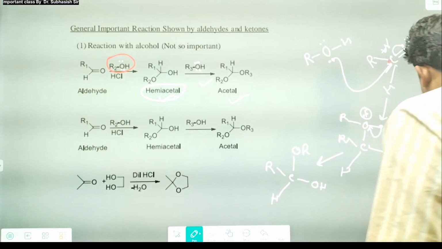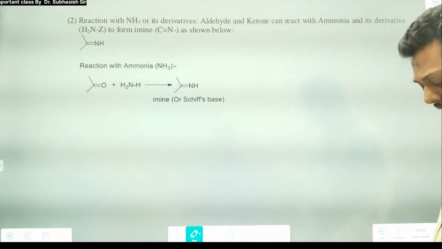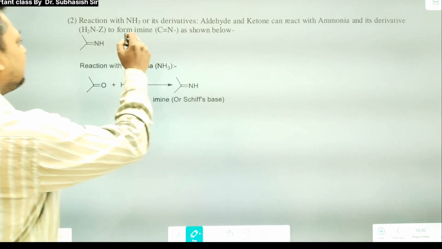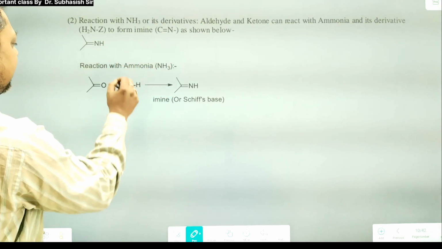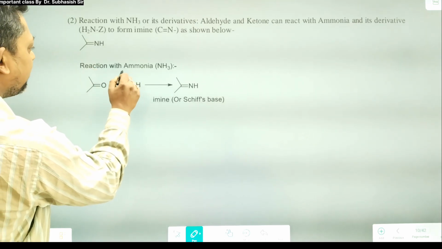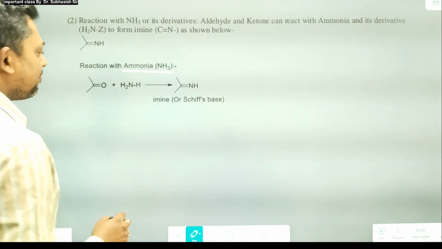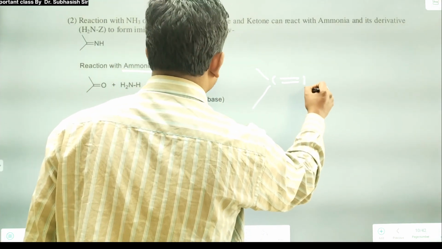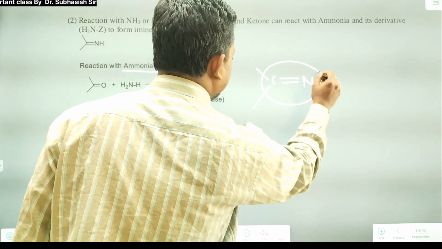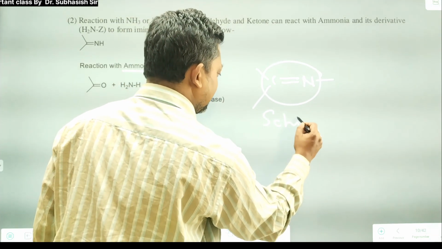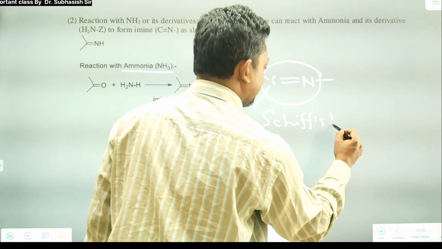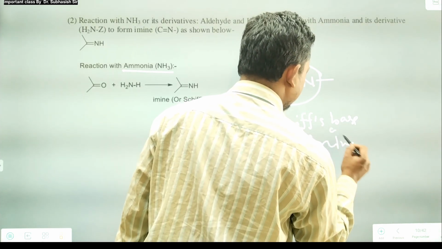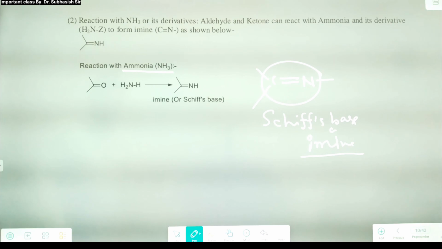So let us go to the next reaction. This is one of the most important reactions for aldehyde and ketone. Here you can see that when aldehyde and ketone react with either ammonia or its derivative, they can form a Schiff base like compound. This is called a Schiff base. When carbon is bonded to nitrogen with this kind of linkage, we call it a Schiff base, or it is also called imine. Okay, so it is called imine.